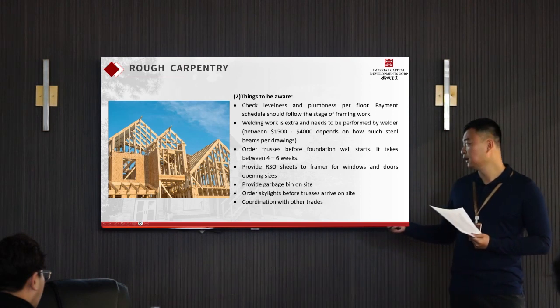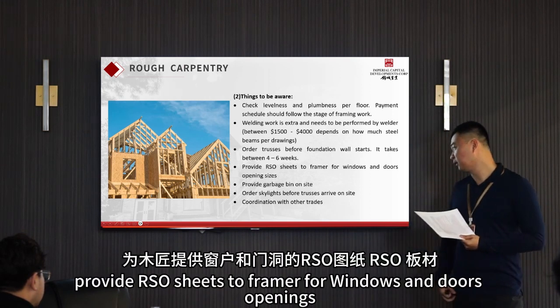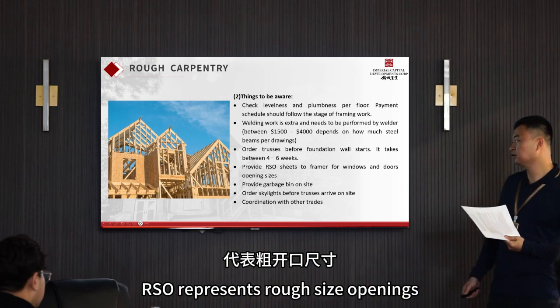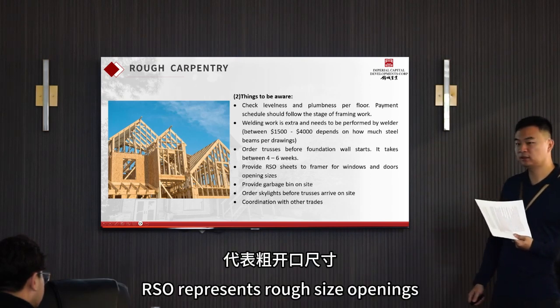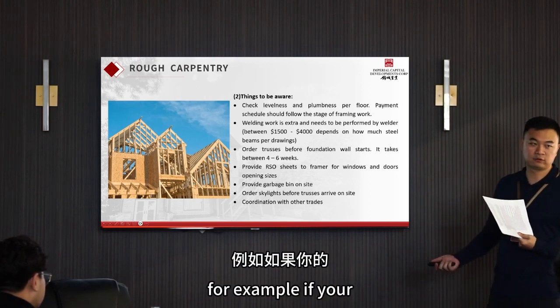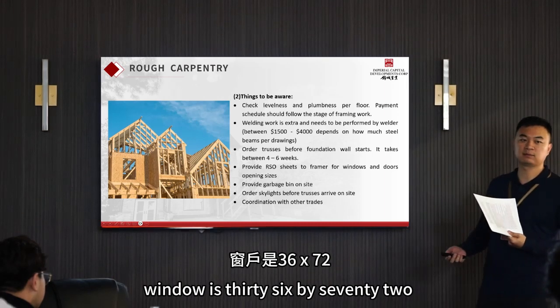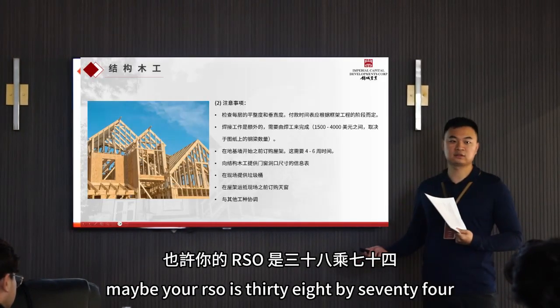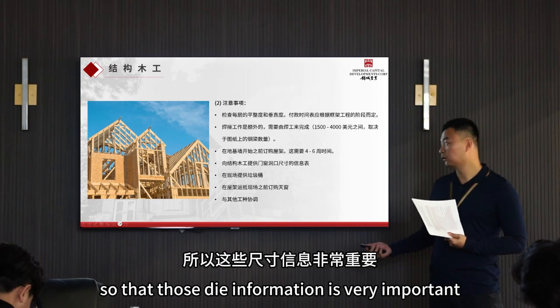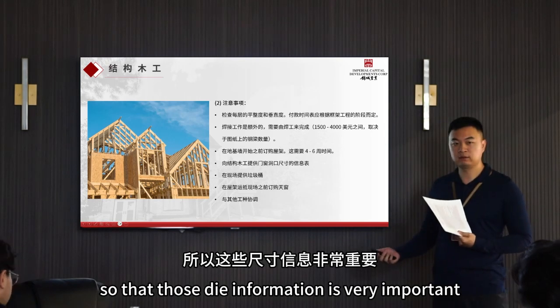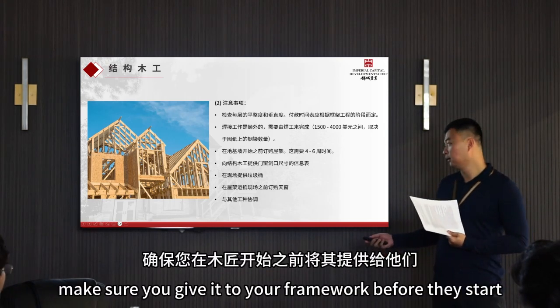Provide RSO sheets to framer for windows and doors openings. RSO represents rough size openings. If, for example, your window is 36 by 72, maybe your RSO is 38 by 74. So that information is very important. Make sure you give it to your framer before they start.